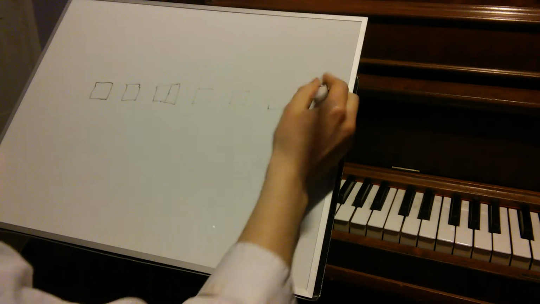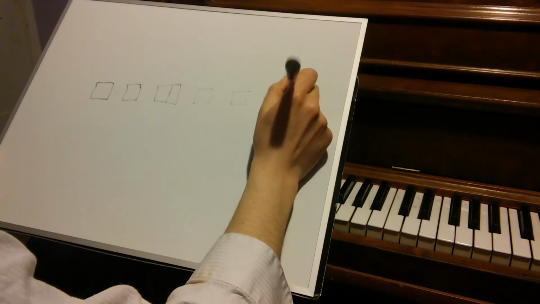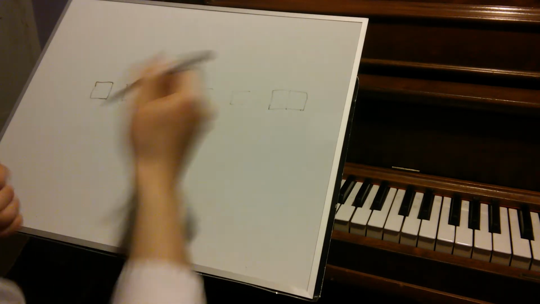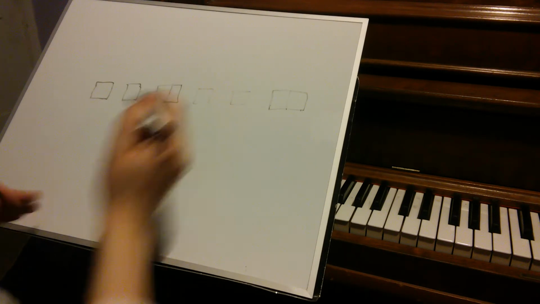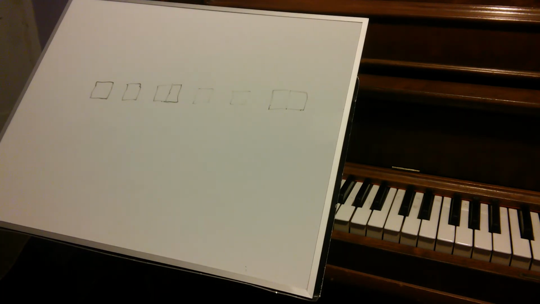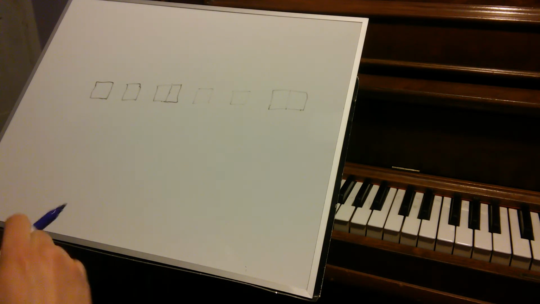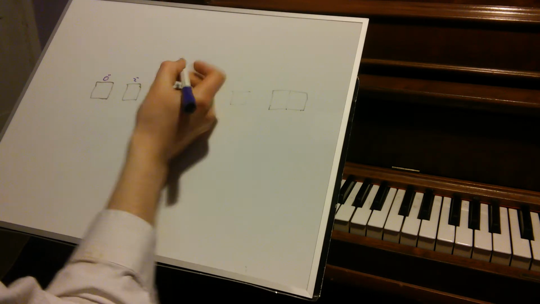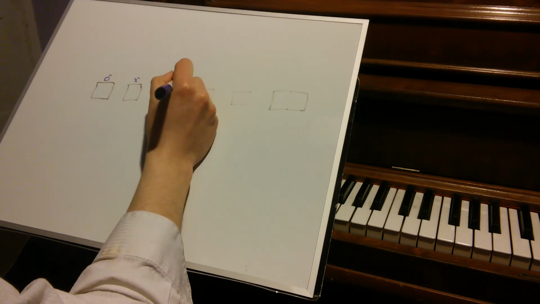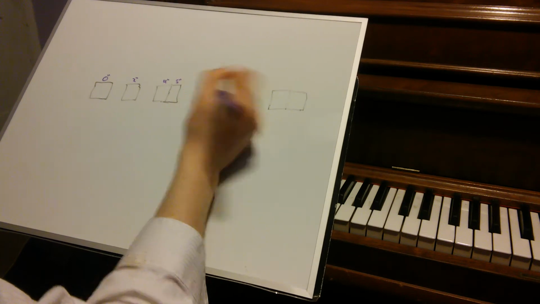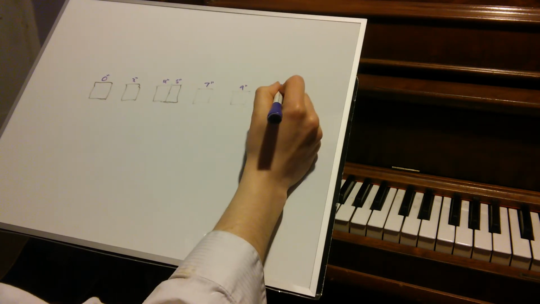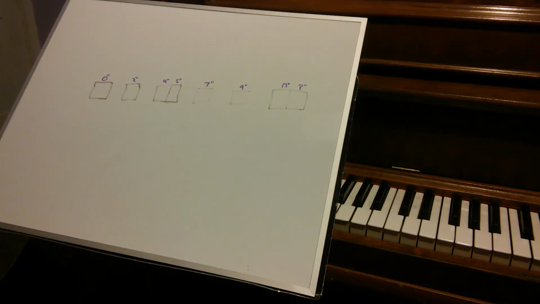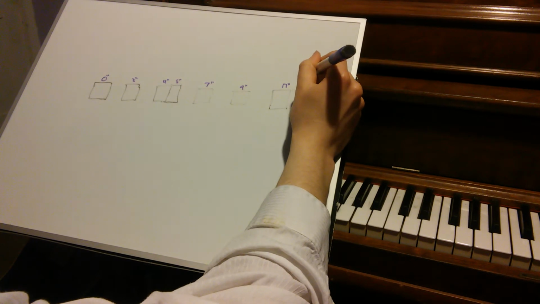5, 7, 9. All right, I think that's it. Well, just that one, a little bit there. Tiny. That's a little better. All right, and just as a reminder, you got 0, 2, 4, 5, 7, 9, 11, and 12, which is the octave of 0.